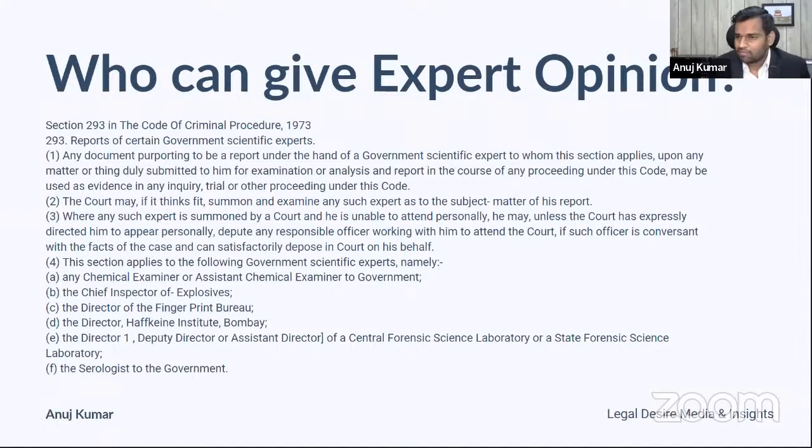So firstly we have section 293 in CrPC. There is a complete list of who can give opinion, as you can see on the screen: the director of fingerprint bureaus, then deputy director and assistant director of CFSL, FSL, and other persons in this list, such as the serologist to the government. These are persons having a skill degree. Now, if the court has to form an opinion, will it be limited to only section 293? This question has been raised, and it has also been addressed by the court of law.